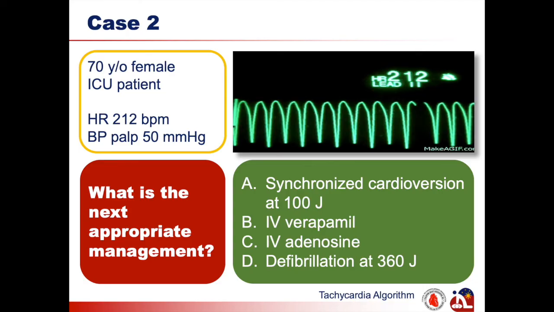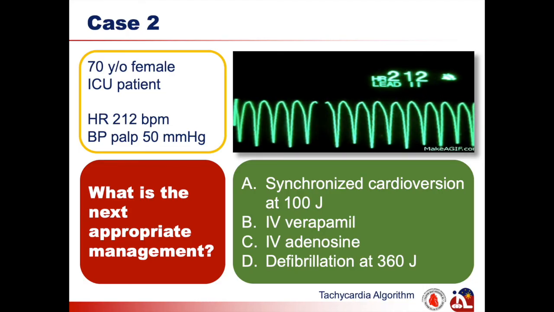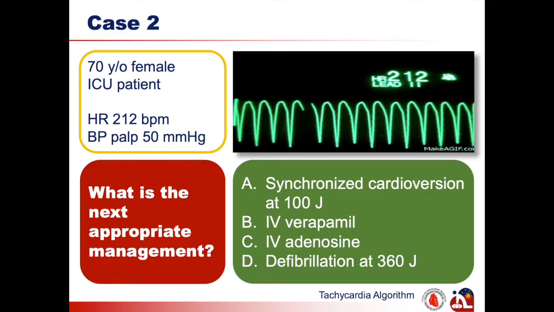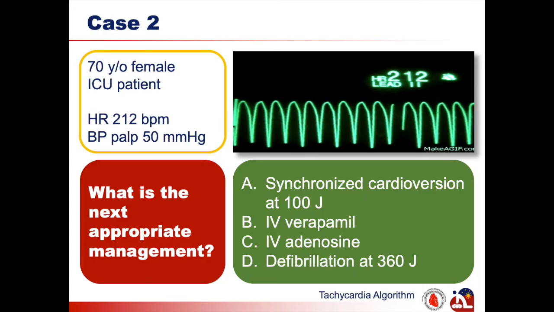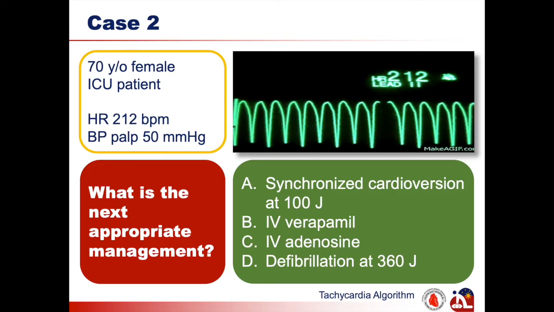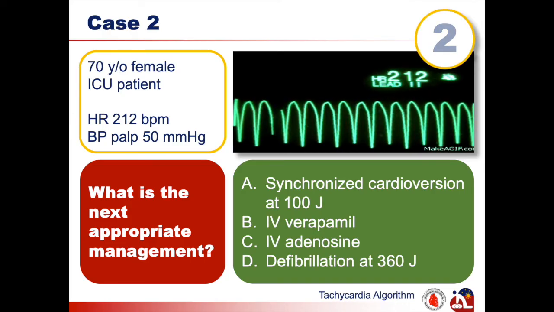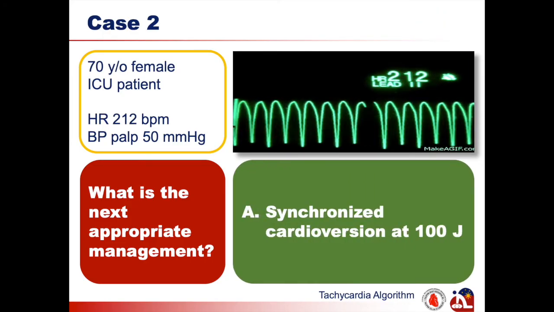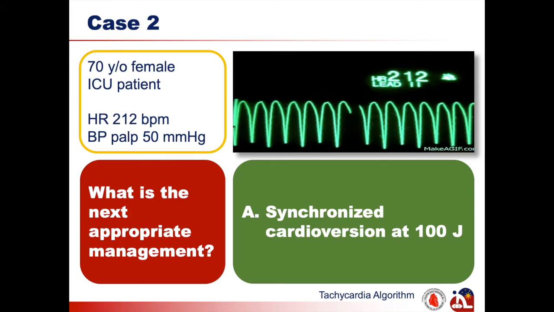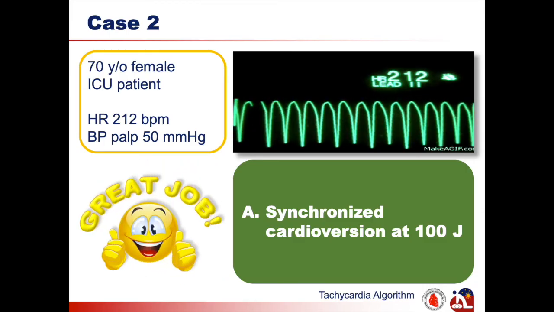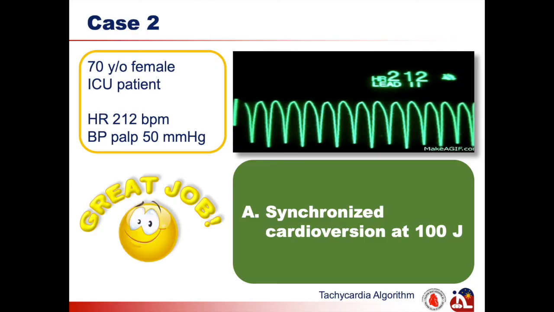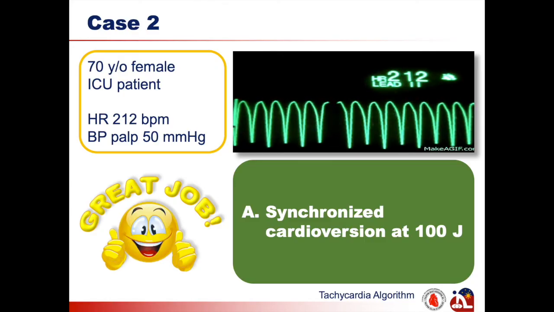What is your next step? A. Synchronize cardioversion at 100 joules. B. Give IV verapamil. C. Give IV adenosine. Or D. Defibrillate at 360 joules. The answer is A. Synchronized cardioversion at 100 joules. You are correct. Good job. Again, for unstable tachycardia, you opt for synchronized cardioversion.